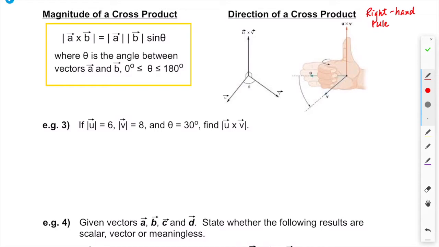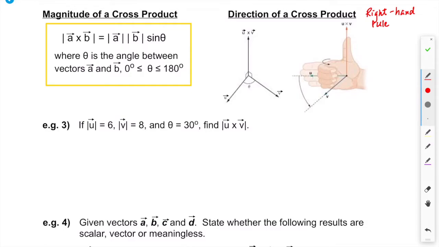Okay, so what you'll do is you align your fingers. You open your palm, you align your fingers along the vector U, and then you curl your fingers towards vector V. And then the direction of your thumb gives you the direction of U cross V. Okay, so that's why this is what you see in the diagram.